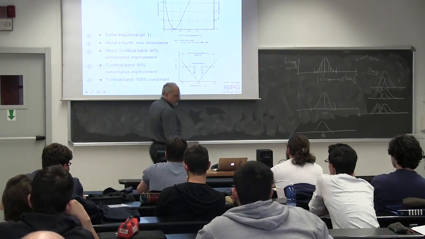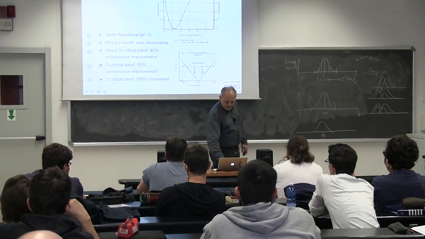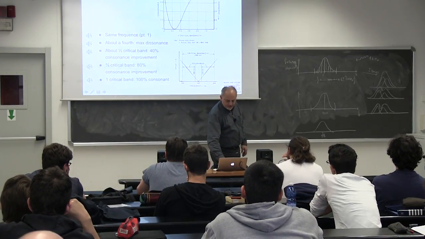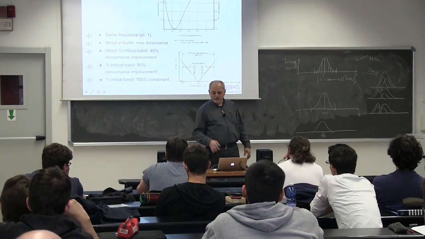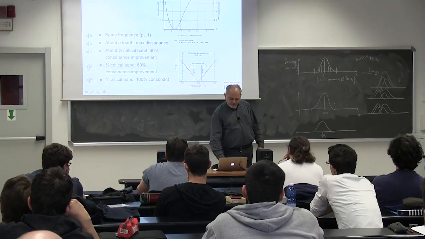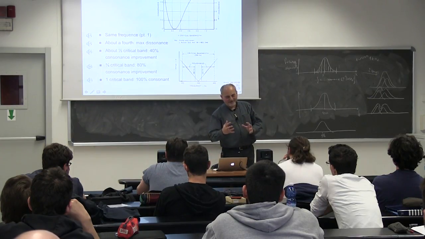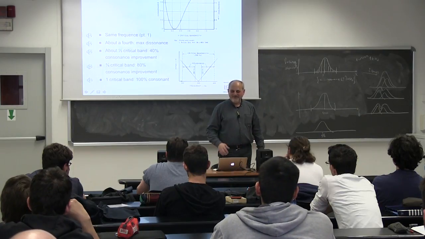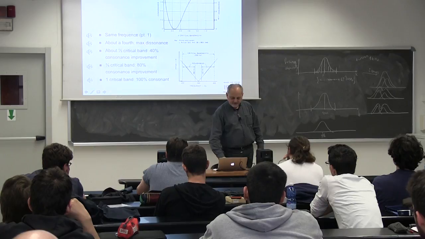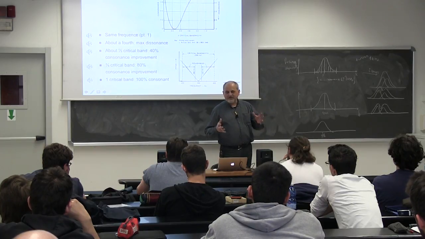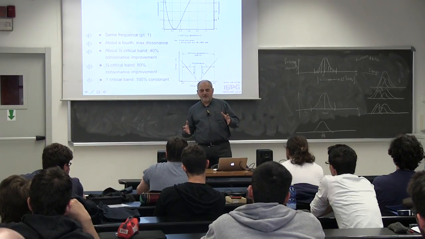So let me play the half critical band. A little off, but it's about one tone. Three quarters of a critical band. It's a minor third, but not high enough. And one critical band is 100% consonance, which is, in this case, more or less one minor third.